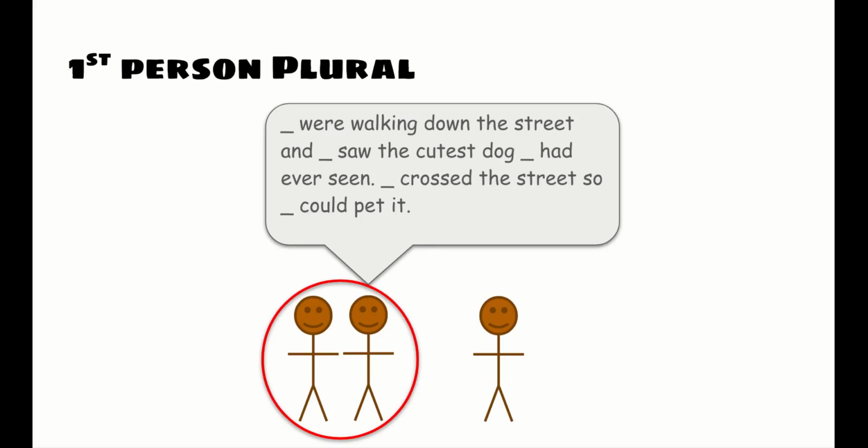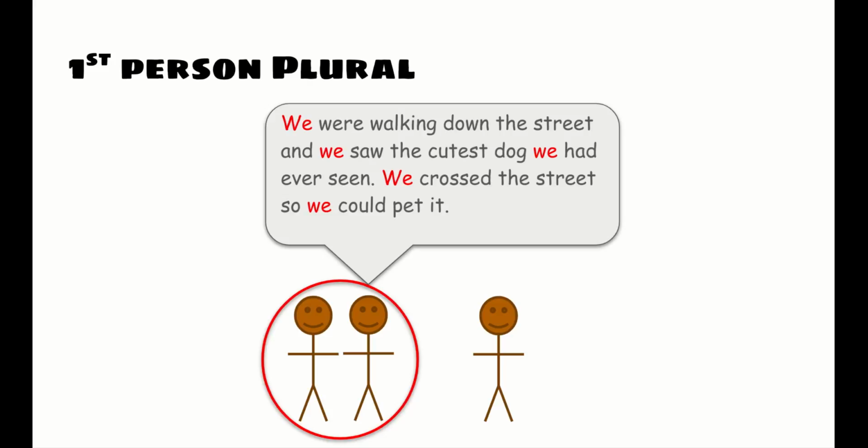So first person plural, if the two people on the left are talking to the person on the right, what would they say in this story? Since they both did it, they would say we, right? So we were walking down the street and we saw the cutest dog we had ever seen. We crossed the street so we could pet it.